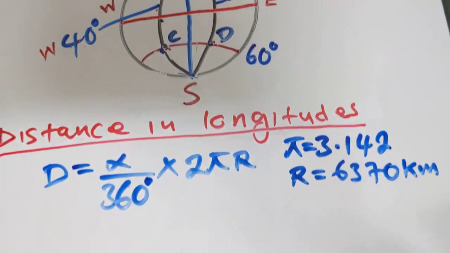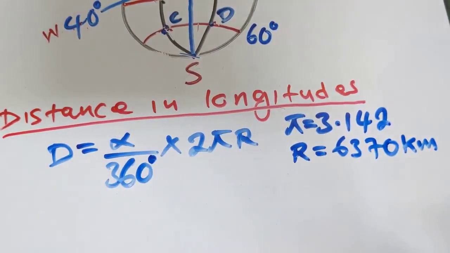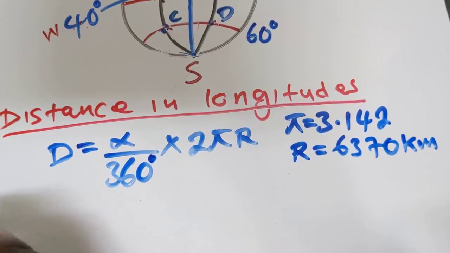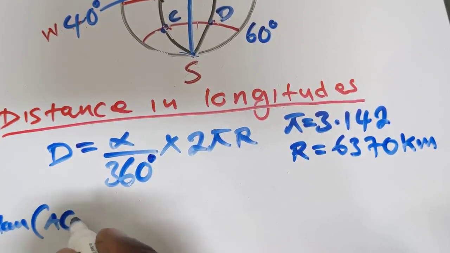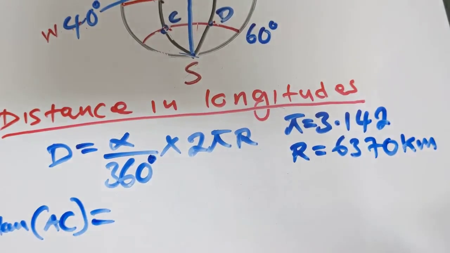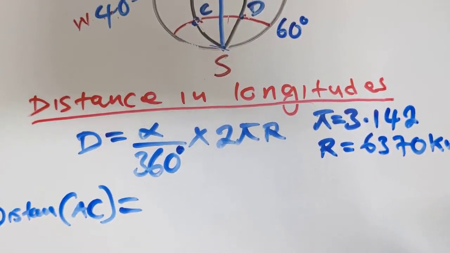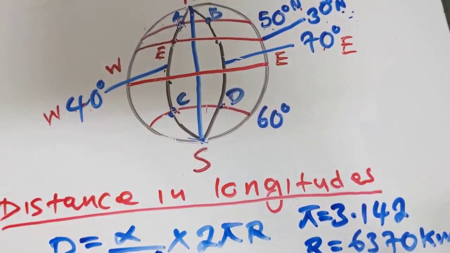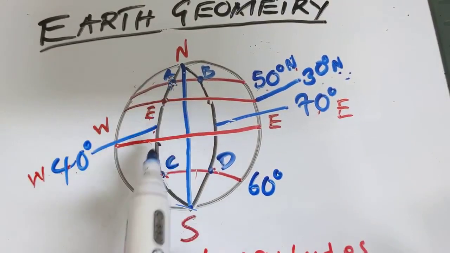So the distance between A and C, you just start by writing the formula. So this is the formula. The distance between A and C is equal to alpha over... what is alpha? We said that alpha is the difference. So we firstly find the difference between A and C.